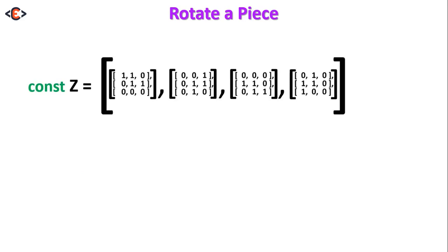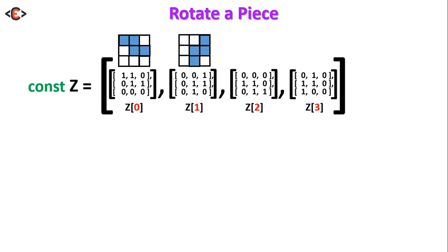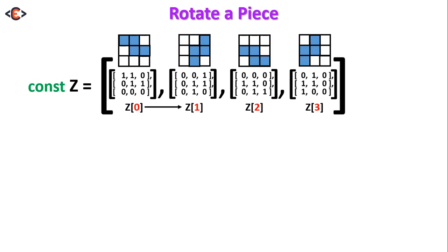Let's now see how we rotate a piece. Let's take an example with the Z piece. This is the code. Now, this is the Z with index 0, the first pattern, the next one, the third, and the last one. This is the first pattern, when we rotate it the first time, the second time, and the third time. So to do the rotation, it's very simple. We just have to go from Z with index 0 to Z with index 1 to 2, then to 3, and get back to 0.